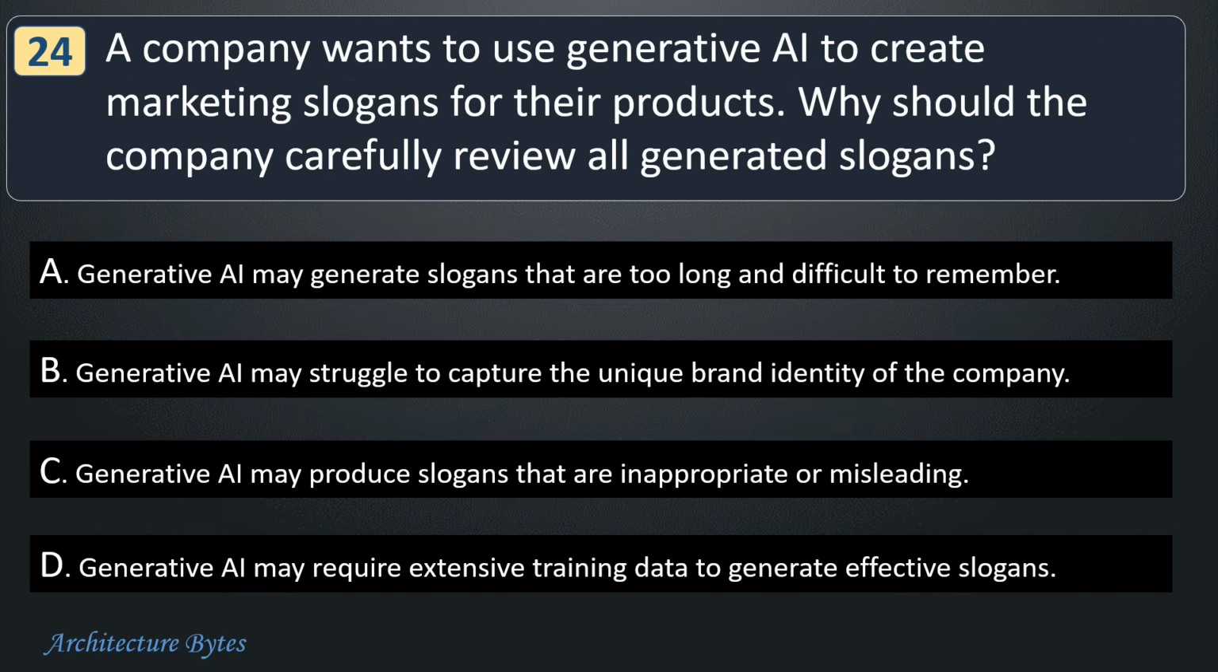A company wants to use generative AI to create marketing slogans for their products. Why should the company carefully review all generated slogans? Option A. Generative AI may generate slogans that are too long and difficult to remember. Option B. Generative AI may struggle to capture the unique brand identity of the company. Option C. Generative AI may produce slogans that are inappropriate or misleading. Option D. Generative AI may require extensive training data to generate effective slogans.